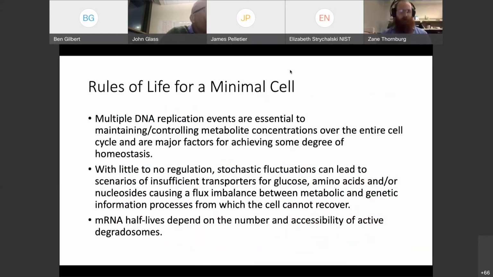And so just a few highlights of rules of life for the cell to conclude. Multiple DNA replication events are essential to maintaining and controlling the metabolite concentrations and giving some degree of homeostasis. With little to no regulation, the stochastic fluctuations can lead to a lot of undesirable behavior in Syn3A, but in general, it requires a lot of ATP to uptake its nutrients, and those need to be maintained well. And lastly, mRNA half-lives depend on the number and accessibility of active degradosomes and your particular DNA configuration in that particular cell.